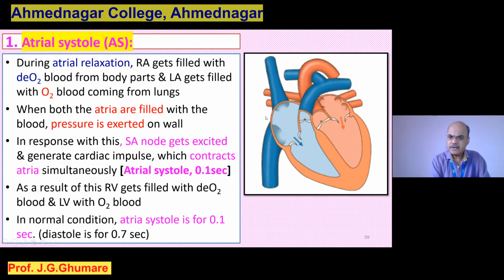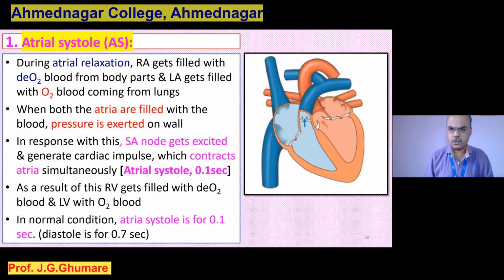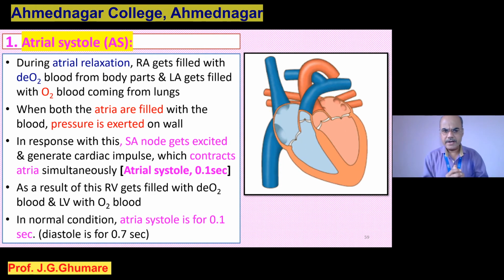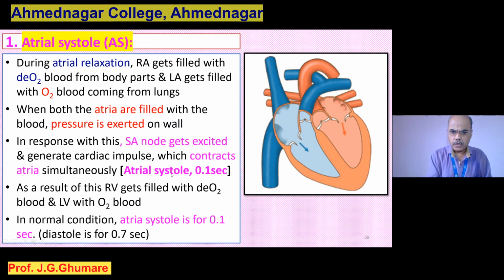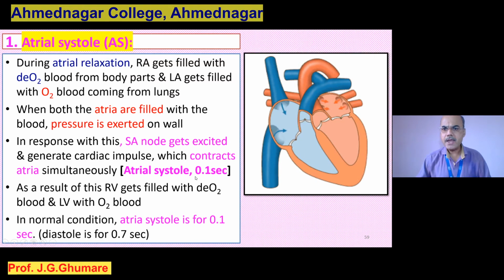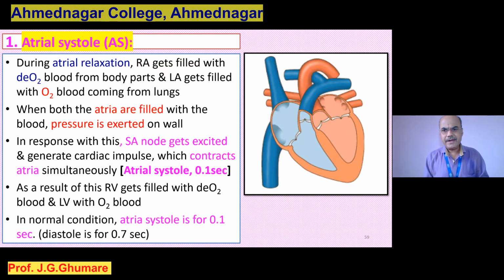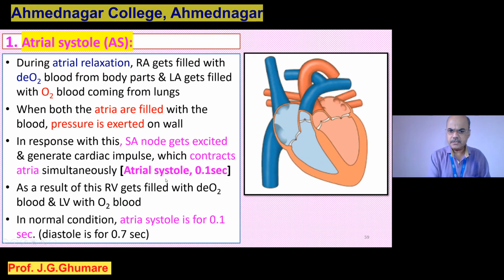And that impulse will travel all over the atria. That will result in the atrial contraction, we call it atrial systole. So both the atria will contract simultaneously. How long will this take place? Atrial systole will last for 0.1 second. So we want to divide that 0.8 into three steps. Remember here, atrial systole will be for 0.1 second only.